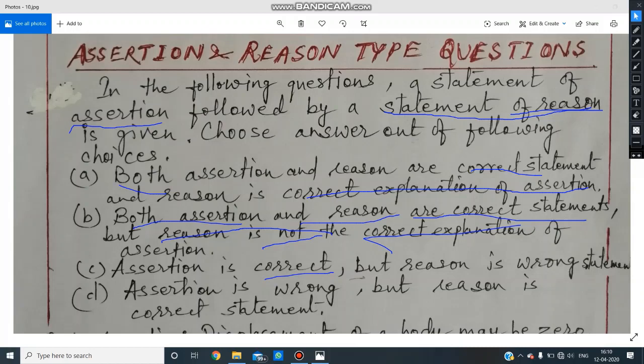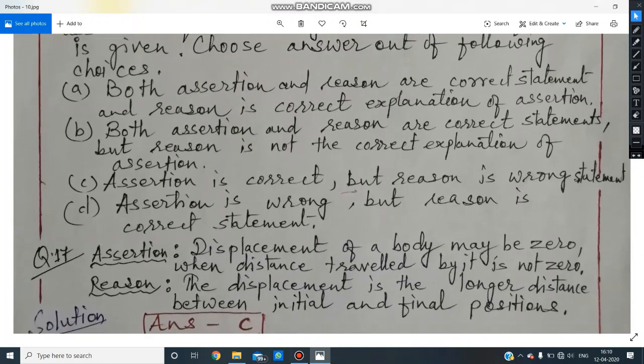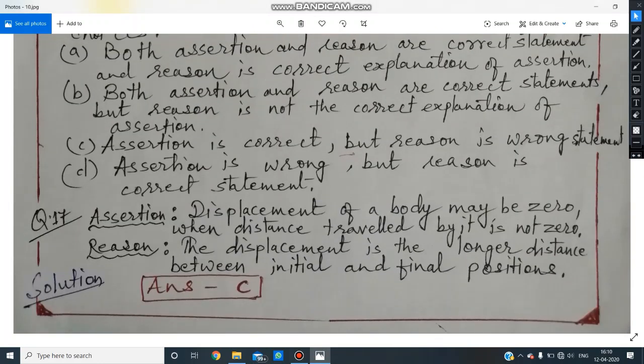Now, whenever any assertion reason based question is given, you have to read both the statements very carefully, and you have to decide that out of these four options, which option suits best. Let's go through one sample question.